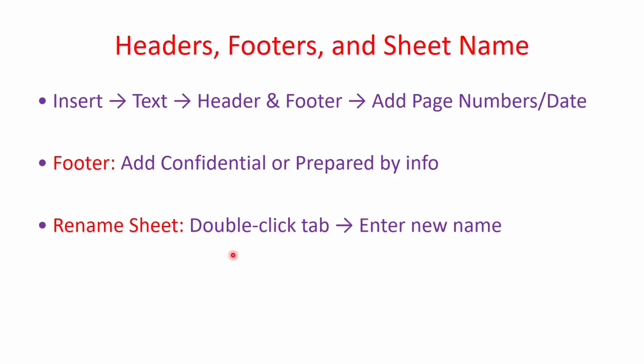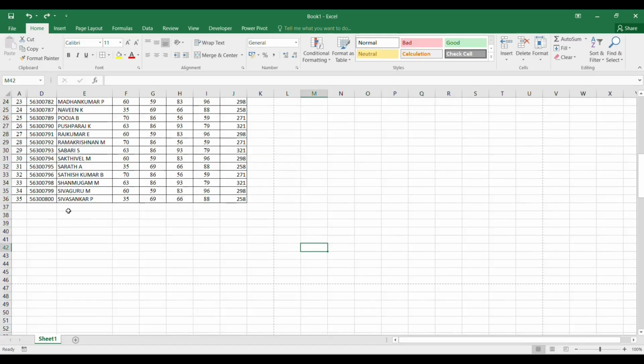Next, renaming a worksheet. At the bottom of the Excel window, double-click the Sheet tab, for example, Sheet 1, then type the new name, example, Student Marks, and press Enter.